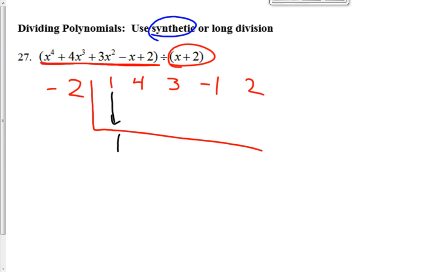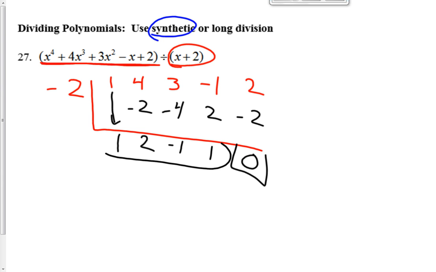So 1 times negative 2 is negative 2. Add, we get a positive 2. Multiply 2 times negative 2 is negative 4. Then we add 3 to negative 4, making negative 1. Then we multiply negative 1 times negative 2, which is a positive 2. Then we add negative 1 and positive 2, which is 1. Then we multiply 1 times negative 2, which is negative 2. And our remainder is 0.